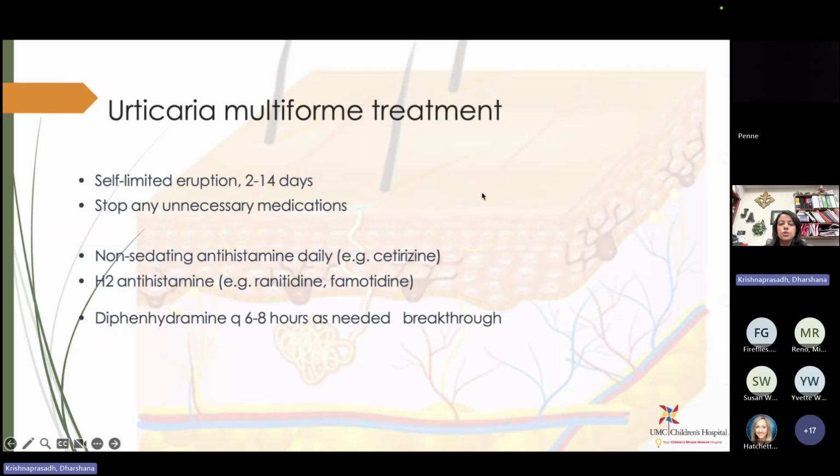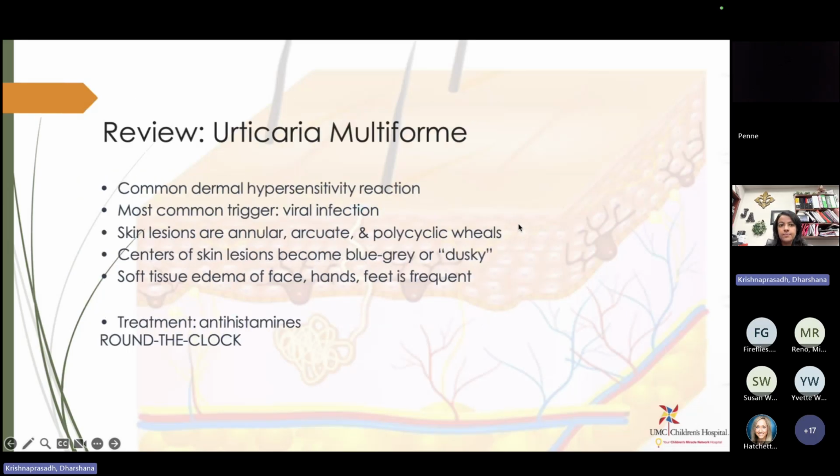These are self-limiting, usually lasting anywhere between 2 days to 2 weeks. You can stop any unnecessary medication. If it's a medication trigger, it's not a true allergic reaction to the medication, so it is okay for the patient to continue it for otitis media or whatever else they're getting this antibiotic for. Treatment is usually a non-sedating antihistamine, cetirizine, sometimes Benadryl because the H2 works a little better. I recommend that more at nighttime, or every 6 to 8 hours as needed for breakthrough lesions.